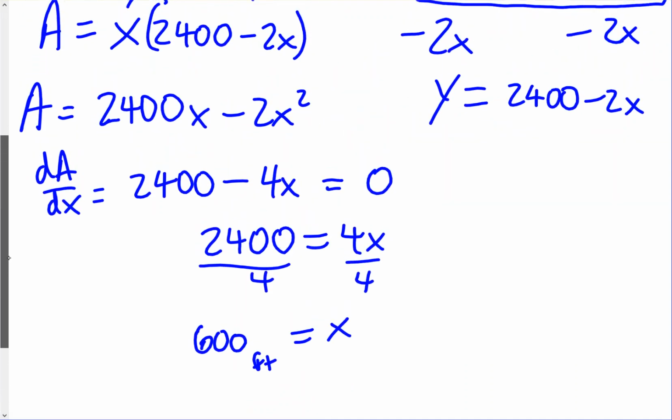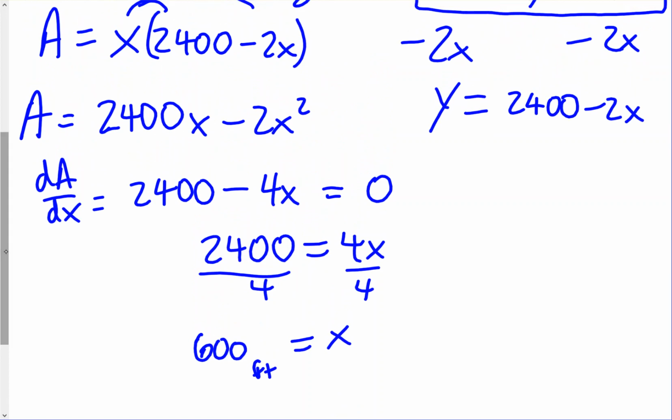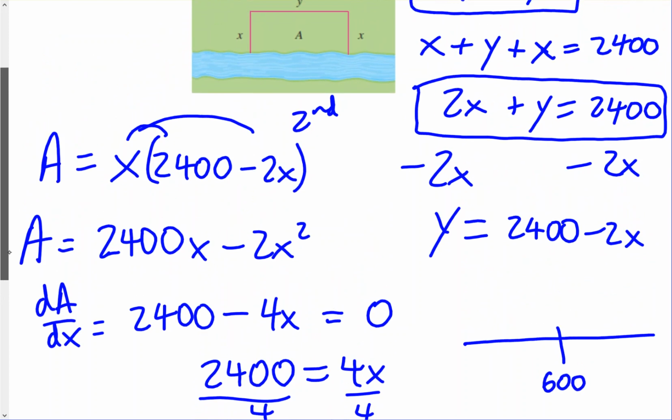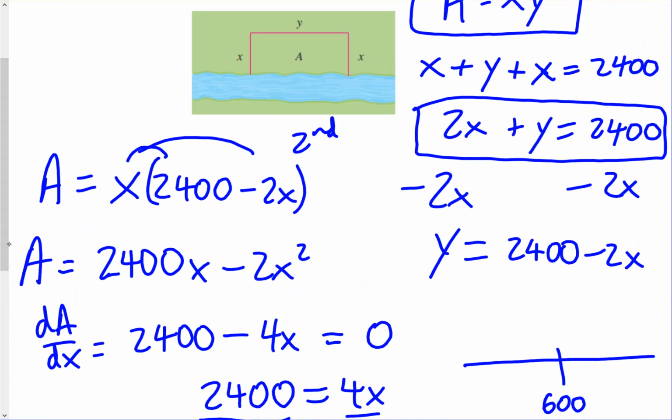Now you could do a simple first derivative test to figure out what's going on at 600. Is it a maximum or is it a minimum? Now you know you're not going to be able to go out to 2400. If you want to figure out your domain for this function, you could look at your original function here, x, and then 2400 minus 2x.